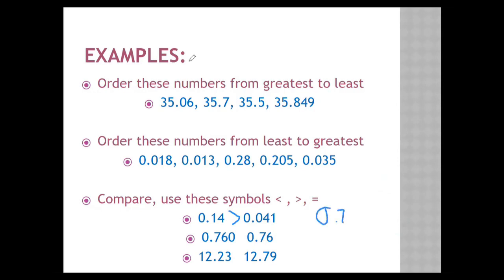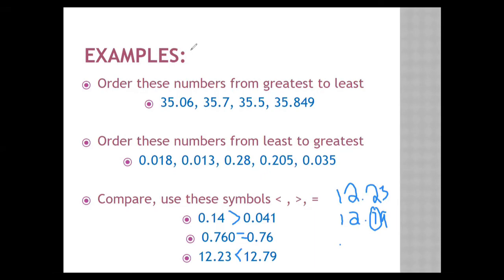Okay, same thing with the middle. I've got 760 thousandths, 76 hundredths. Add zeros to make them look the same. Okay, they are now both in thousandths, and they are equivalent. Those two would be equal. And then if I took our last comparison, 12 and 23 hundredths, 12 and 79 hundredths. I like this because I don't have to add any zeros. Just start on the left side, work to the right. I see in the tenths place that 7 is greater than 2. 12 and 79 hundredths would be greater.